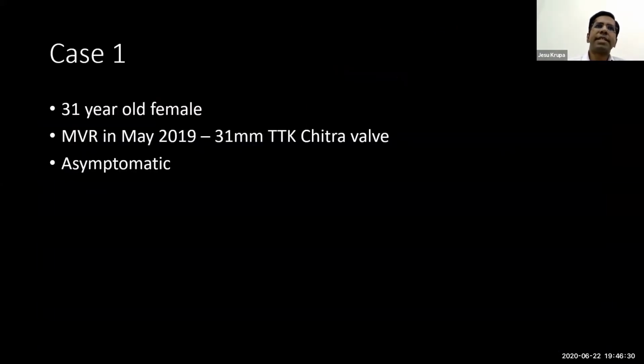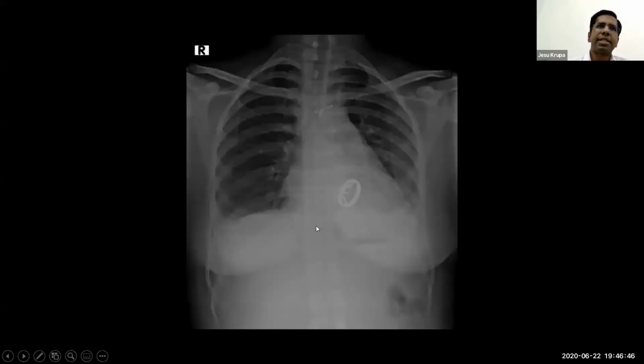So we come to the first case. This is a 31-year-old female who had a mitral valve replacement in May 2019, that is last year, with a 31 mm TTK Chitra valve, which is a single leaflet tilting disc valve. The patient is asymptomatic, just comes for a routine checkup. So this is how the valve appears. It has got a very prominent ring and the struts that you can see quite well on the X-ray.